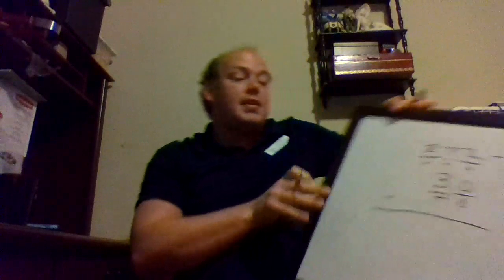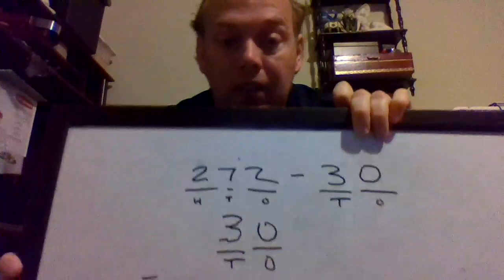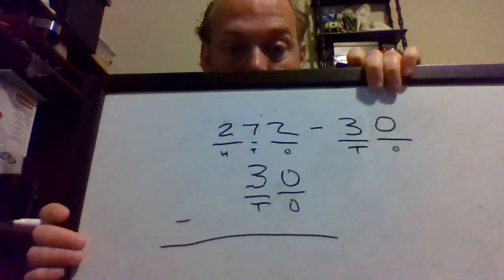Now we're going to line up the T's for the tens. So we're going to put the 3 under the 7. And you can label it T if that helps you. And the 0 under the 2. And we're going to label that O for ones. So this is what we have. 272 minus 30. We just wrote it up and down instead of sideways.